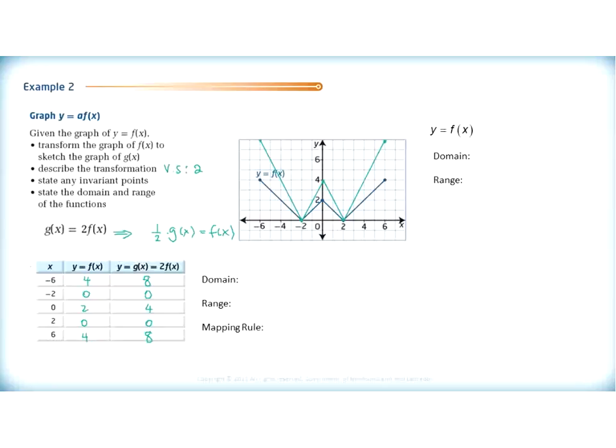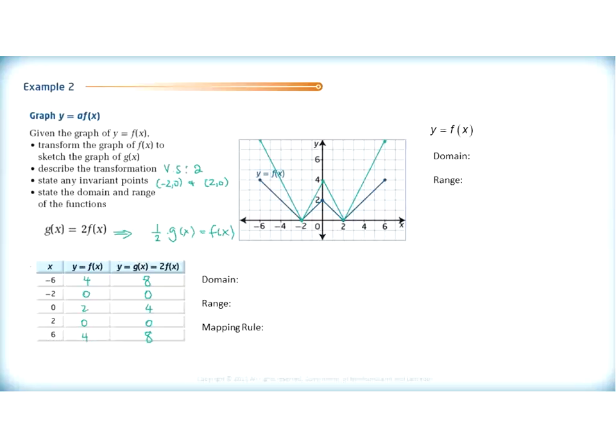It says state any invariant points. There are 2 invariant points. The invariant points are where the graphs have the exact same values. So we have 2 invariant points at -2, 0 and at 2, 0. These are our invariant points right here and here. These 2 points are the same on both graphs.